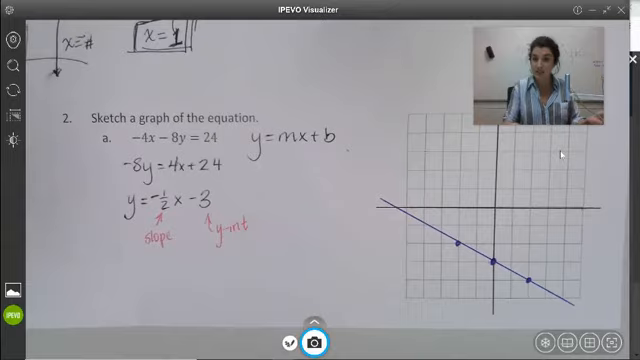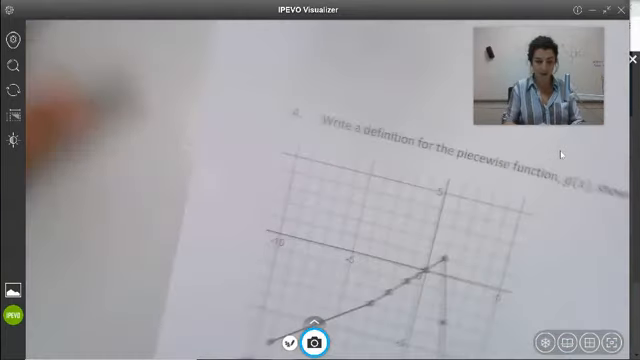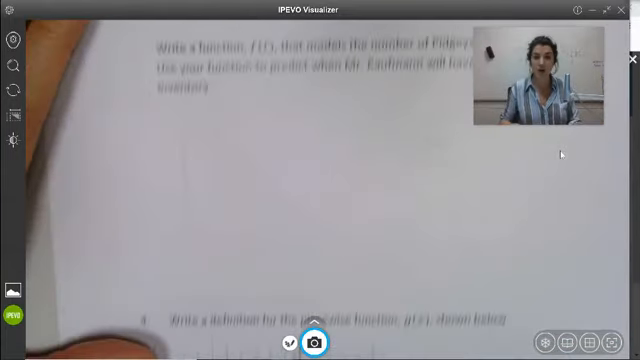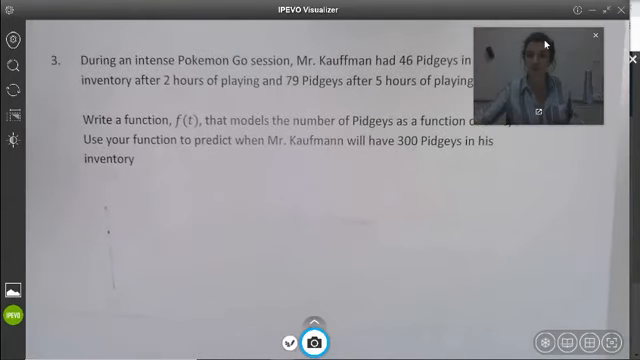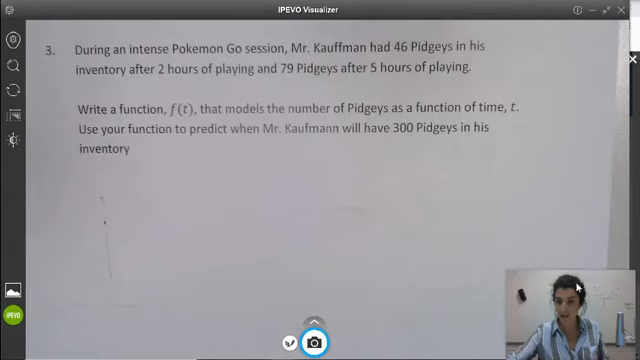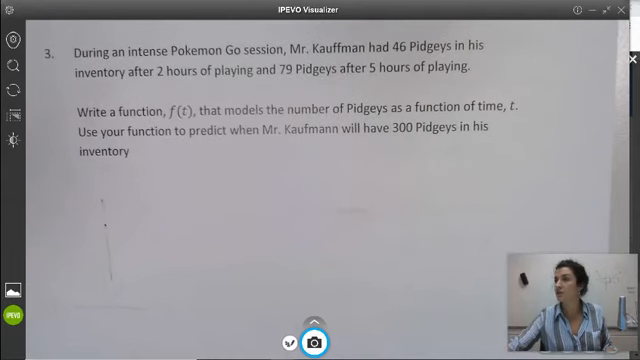Okay, why are we dealing with all of this? I'll tell you why we're dealing with all of this. We're dealing with all of this in regards to this problem right here, as well as piecewise functions. They're all going to be piecewise functions.